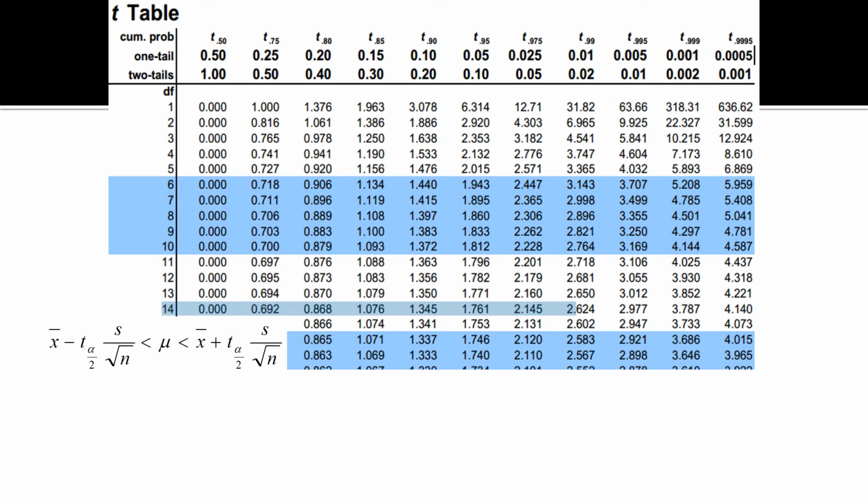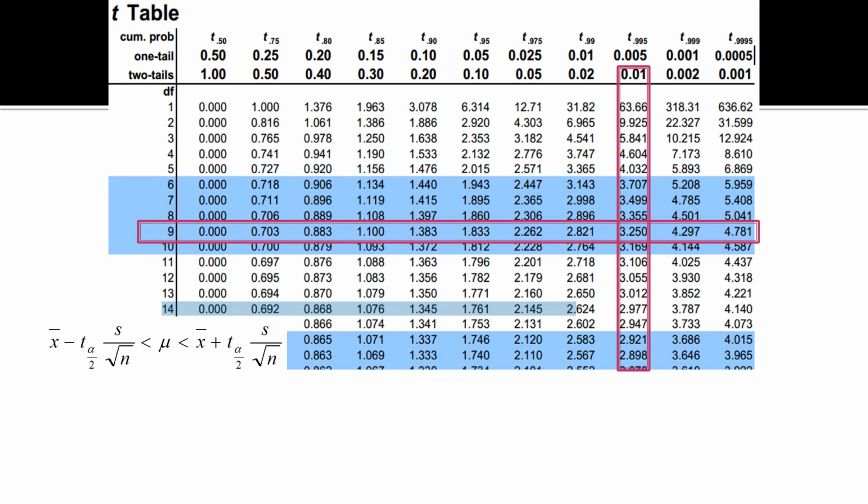So first we consider the degrees of freedom. We have our sample size, which is 10, so we choose n minus 1. So the degrees of freedom is 9. And then it says 99% confidence interval. So we choose 0.01 under 2 tails since it's estimation, with an upper limit and lower limit. So we have the value of t, which is 3.25.